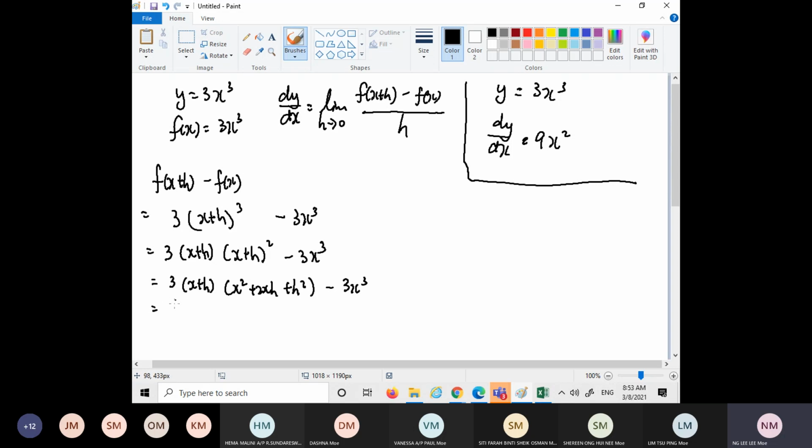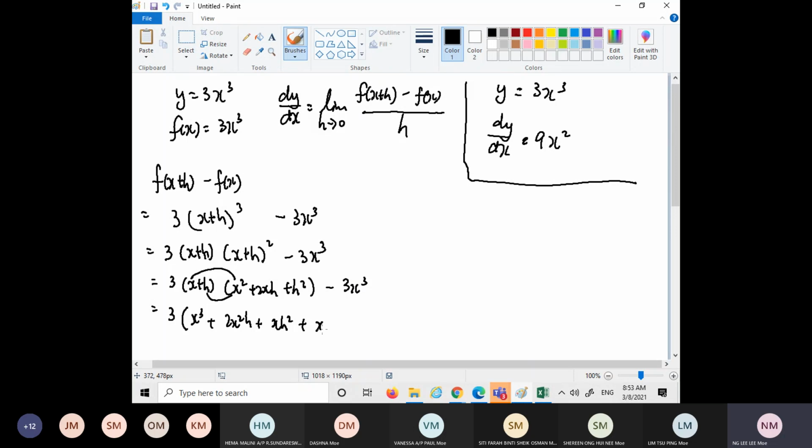Okay, after that, the 3 I leave it first. Now these two brackets, I'm going to do one by one. So first term to every term in the second bracket: x to the power 3, 2x squared h, and then xh squared. Now second term in the first bracket to every term in the second bracket.